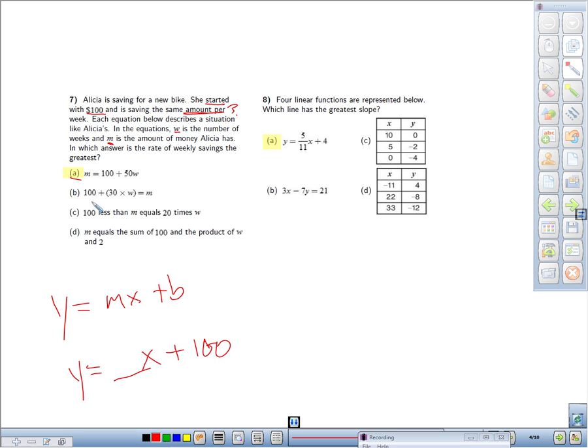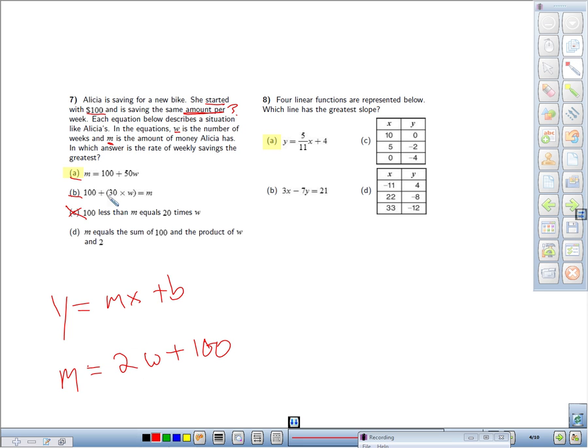Well, let's look. A matches that. B matches that. Now notice, here's the problem. For C, it says 100 less than. That's a subtraction issue. We don't want that. Now notice this says M equals the sum of 100 and the product of W and 2. So again, M is representing our money, so we could take this Y out, put M in its place, and instead of our X, we could plug in weeks. So let's look at D. M equals the sum of 100 and the product of 2W. So one option is this 2W equation.